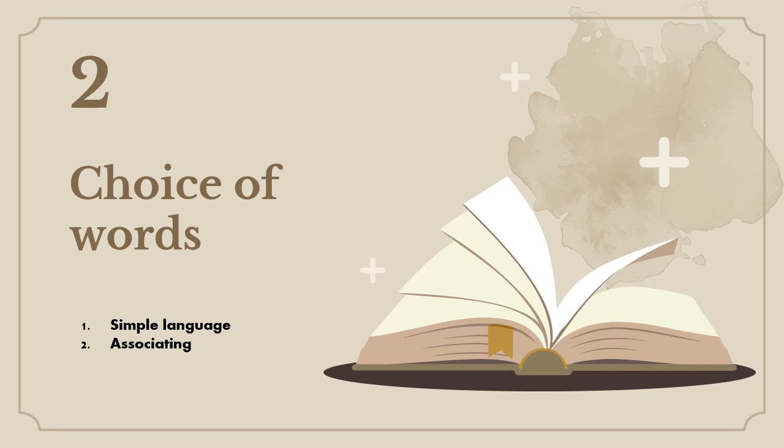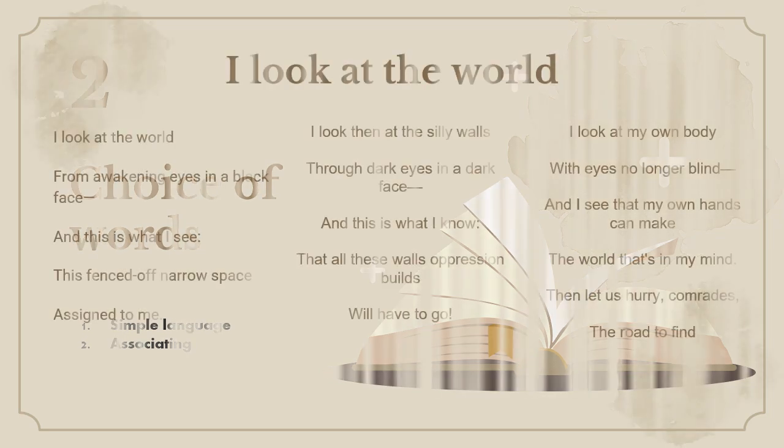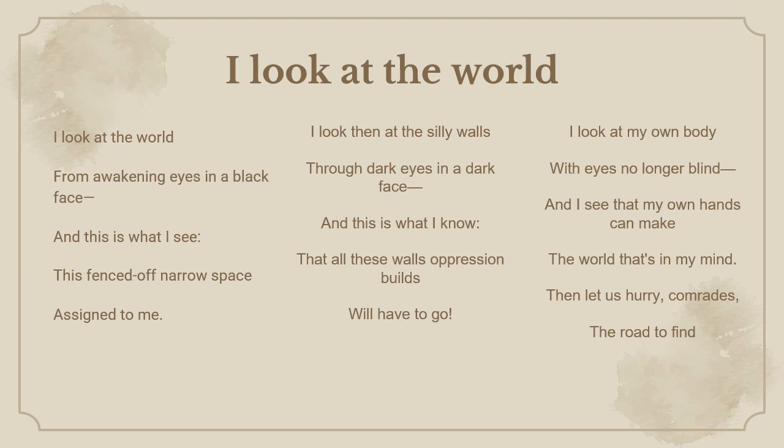The second thing is, let's move to the reason of associating some words with other specific words. In the first stanza, we have awakening eyes associated with black face. And black face here refers to people with black skin, with no offense to them. And so that's why this does not actually belittle their ability of being conscious and awakened.